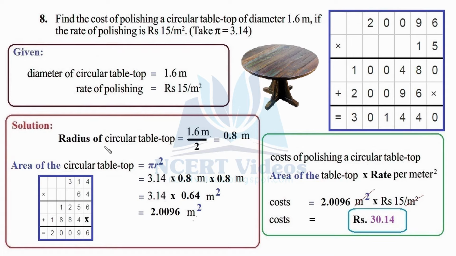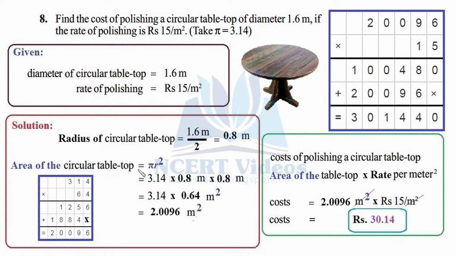The radius of a circular tabletop, again, that will be half, that is 0.8 meter. It's simple. Now area of circular tabletop. Why are we finding the area first of all? Why are we not finding the rate of polishing? Because you can only find the rate of polishing when you know firstly what part you have to actually polish. That is, you have to find the area. And that was not asked in the question. That is the logical reasoning that mathematics gives you.